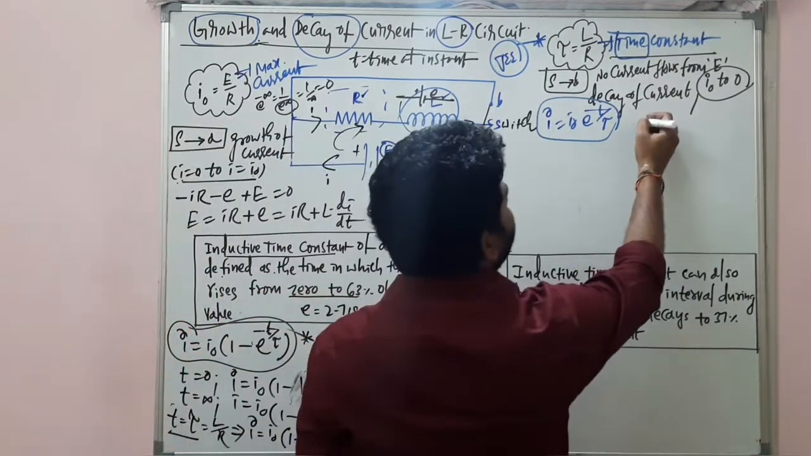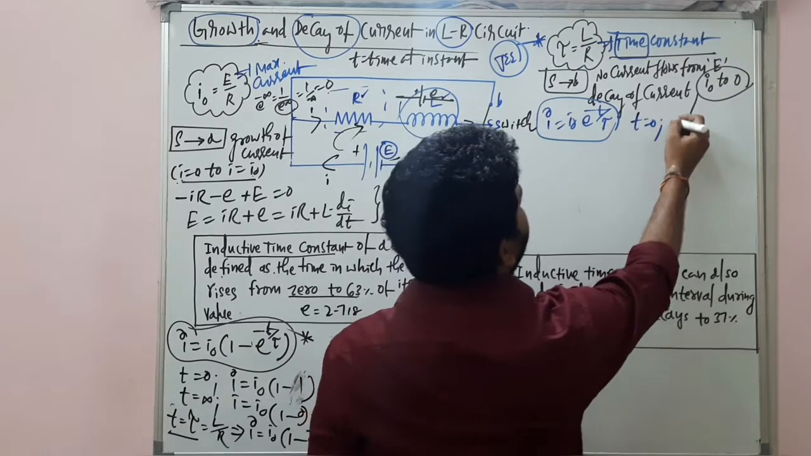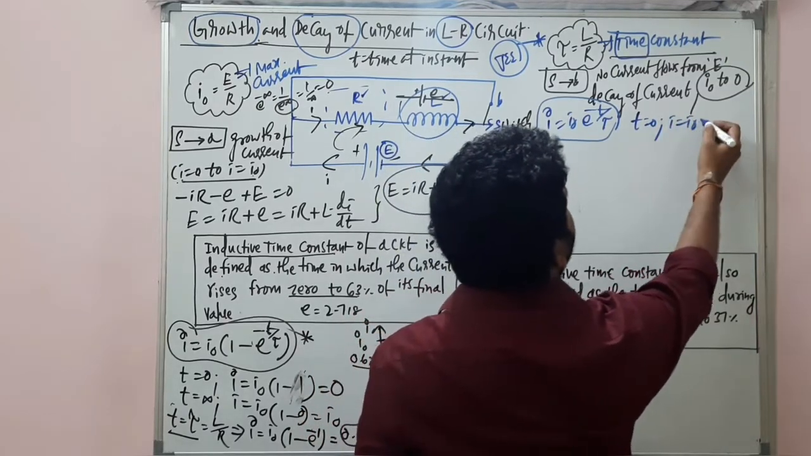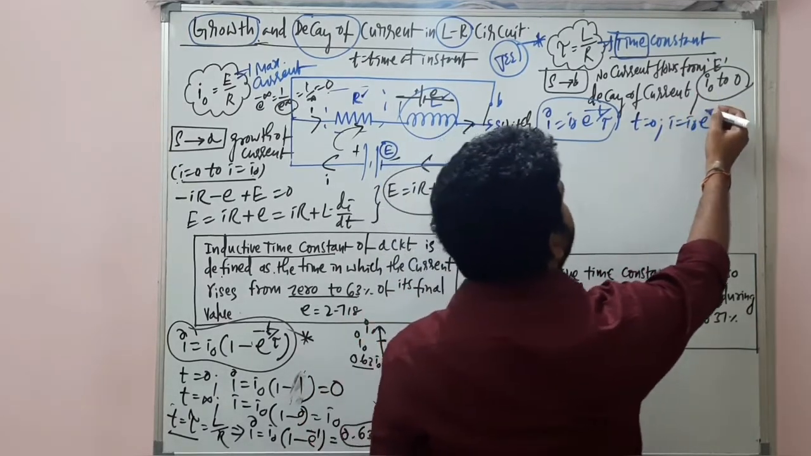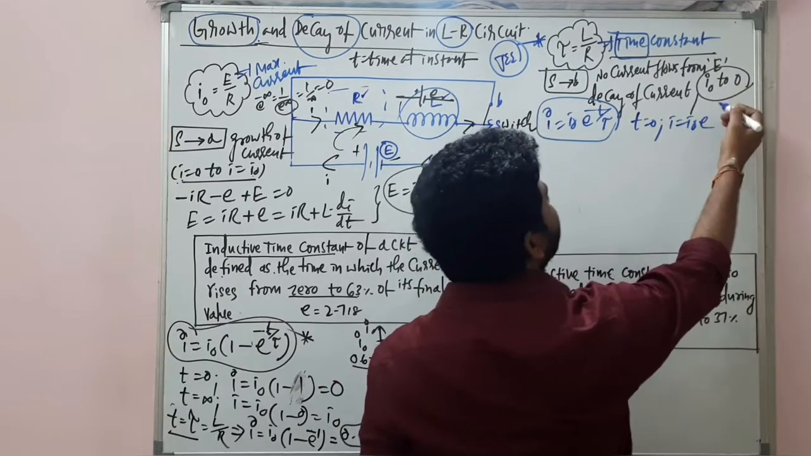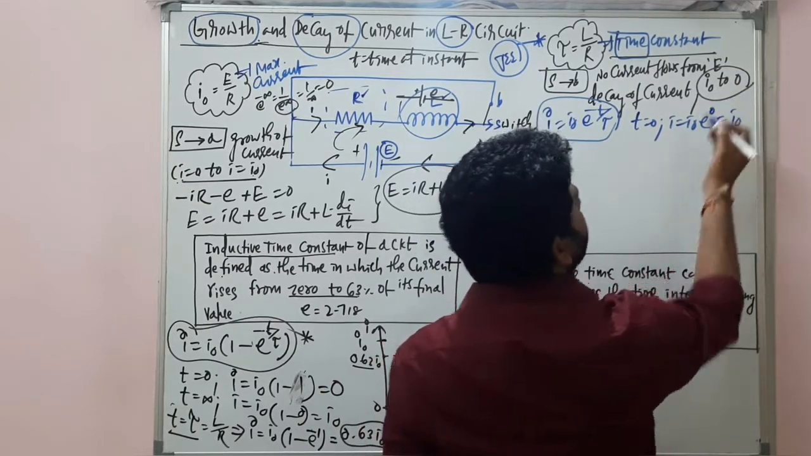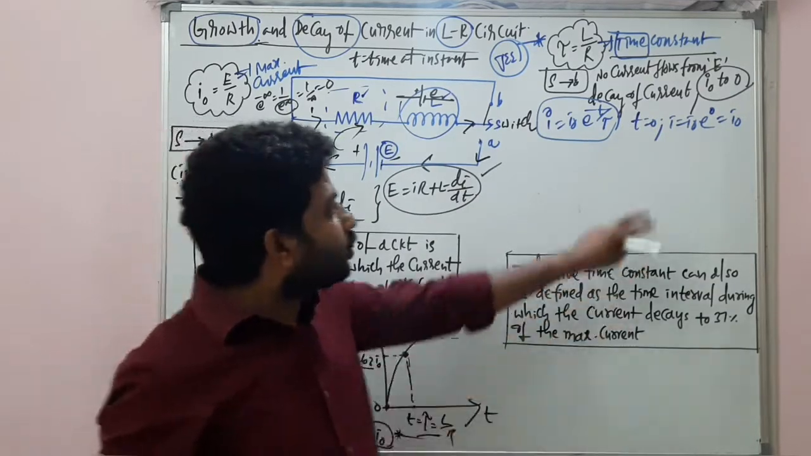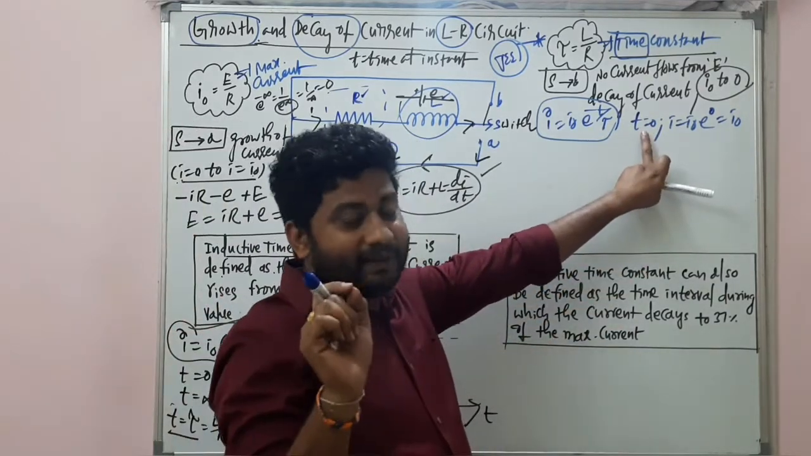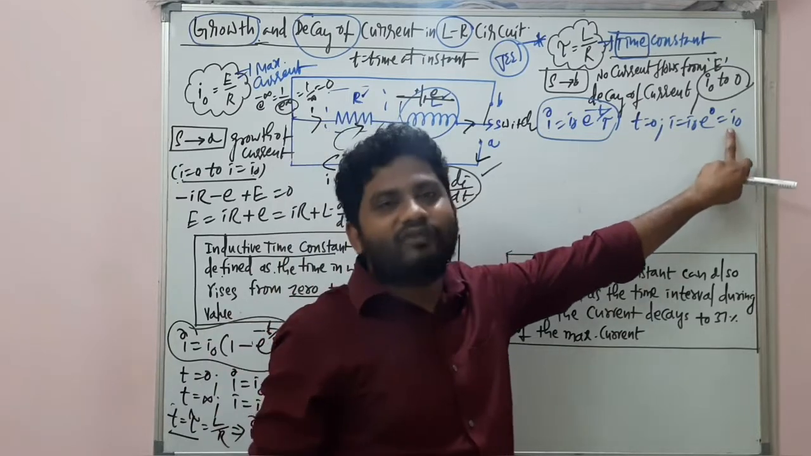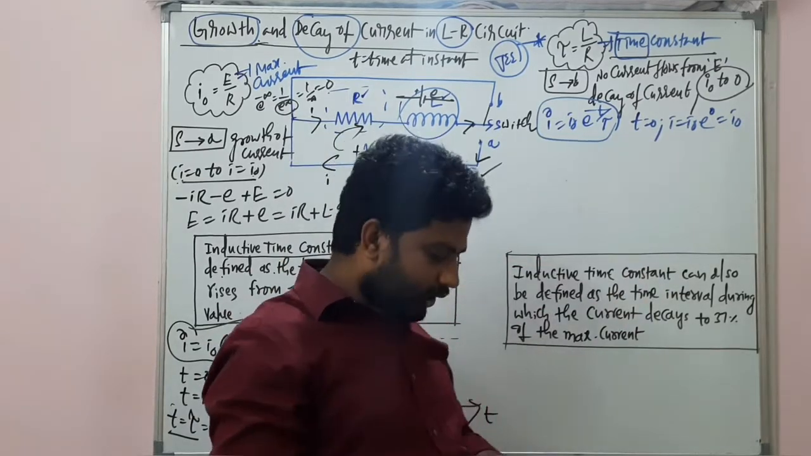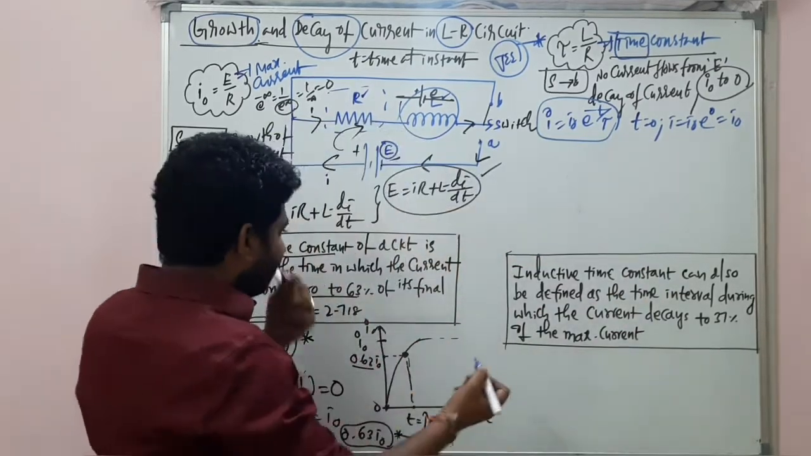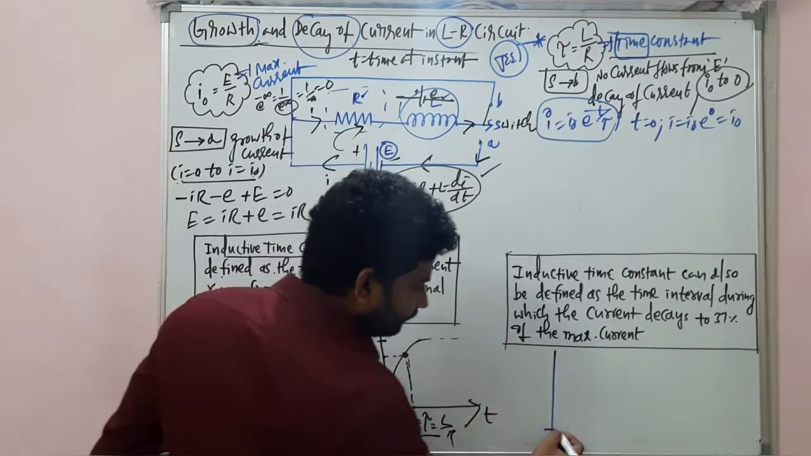So here let's write, when time is equal to 0, I is equal to I naught into e to the power minus 0 by tau. It's 0, so which is I naught. E to the power 0 is 1. Anything to the power 0 is 1. So at initial time, at time 0, what is the value of current? It's maximum.